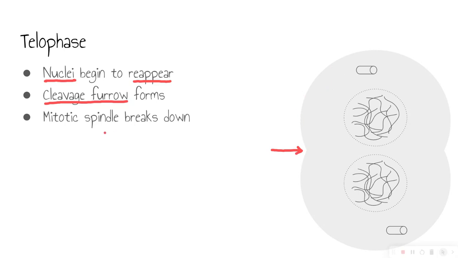Our mitotic spindle is also going to break down. And remember, the mitotic spindle, those were connected to the sister chromatids here. And so that is going to break down. We're no longer going to have that. So this is the last stage of mitosis. And our chromosomes here, they're going to begin to unravel into chromatin again.